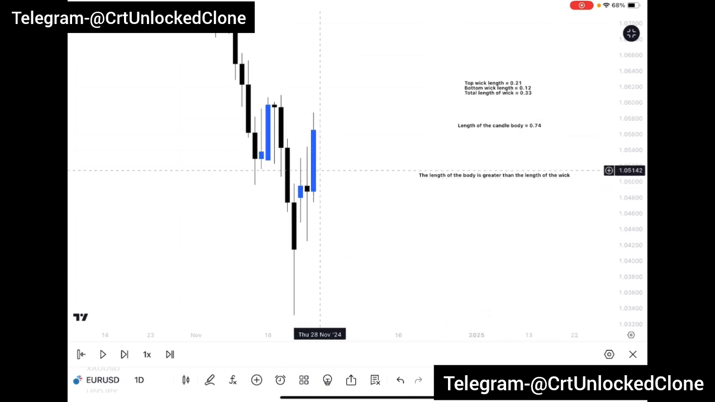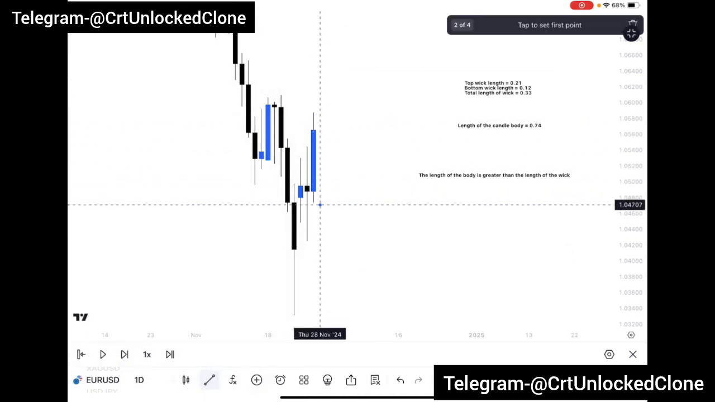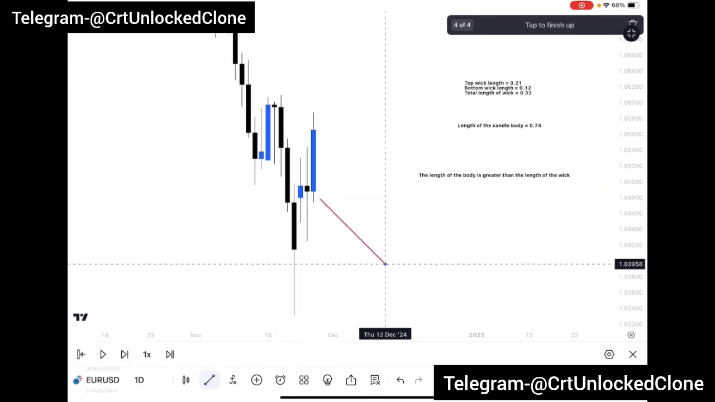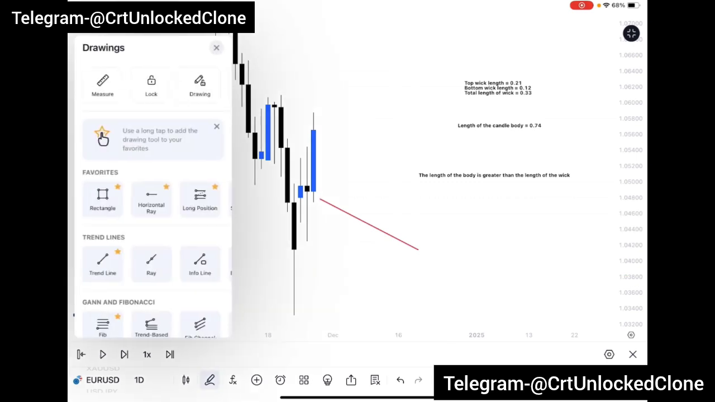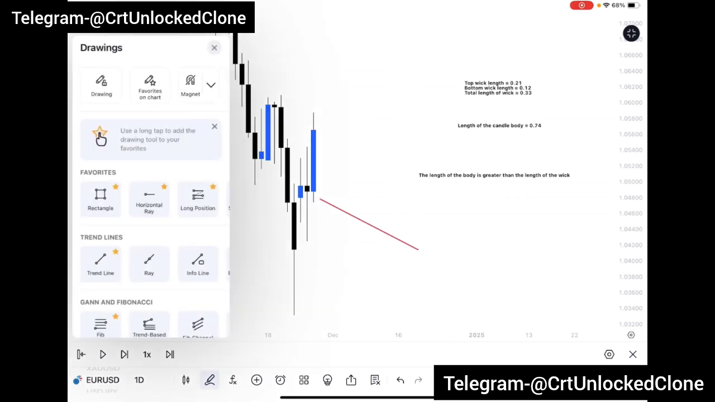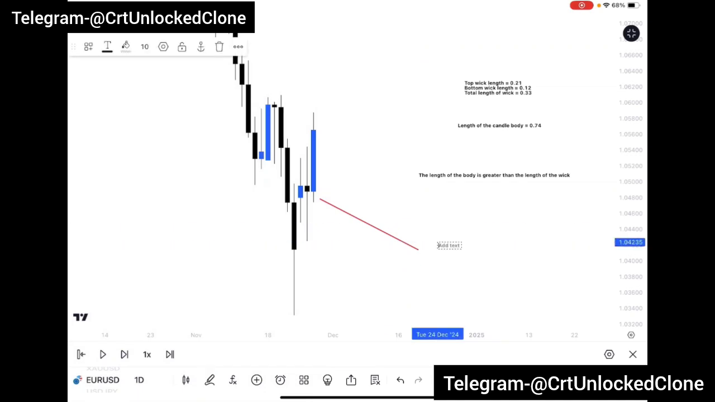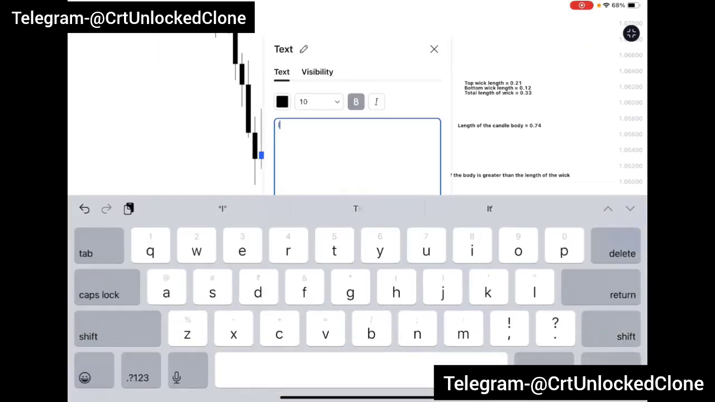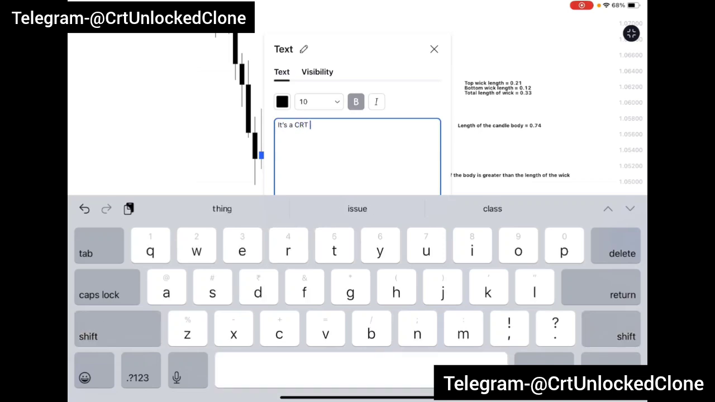So this is a clean CRT candle. This particular candle is this clean CRT candle. It's a very clean CRT candle.